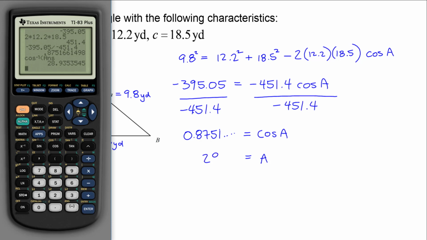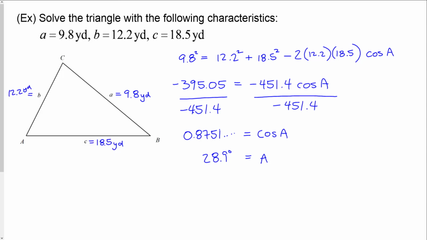Since I don't have any other angle measures to compare the accuracy to, just follow the instructions that you're given in your homework as to how many decimal places to round to. So I'll just use one decimal. That's fine. So 28.9 degrees. Now, let's look back at our triangle. So that is this angle measure.